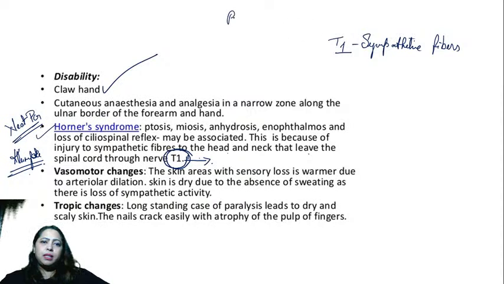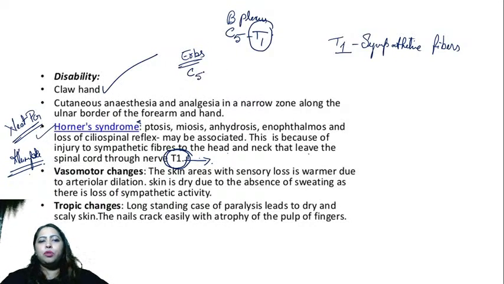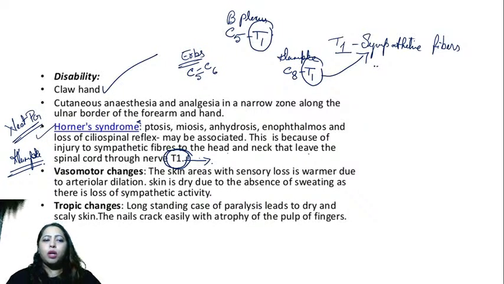In brachial plexus, you have C5 to T1. Since T1 is involved, there is this condition, Horner syndrome. In case of Erb's, you have only C5 and C6. There is no T1 here. But in case of Klumpke's, you have C8 and T1, which is again because of the sympathetic fibers. So now, because of that, you will see the condition that is Horner's syndrome.